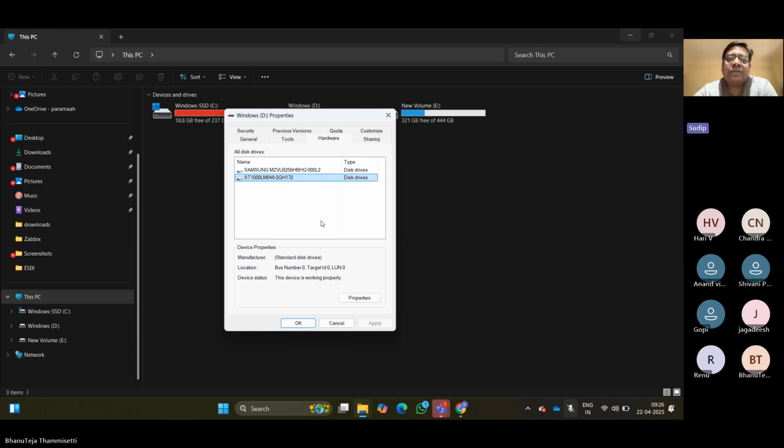So all you have to do is take that name, ST1000LM049-2GH172, whatever is written, and put that in Google. You will understand who is the manufacturer. Can anybody do that and put the answer in the chat? Seagate, correct. So that ST is Seagate Technologies. ST is the code name or abbreviation for Seagate. So Bhanu has two hard disks in his laptop. One is manufactured by Samsung and one by Seagate.